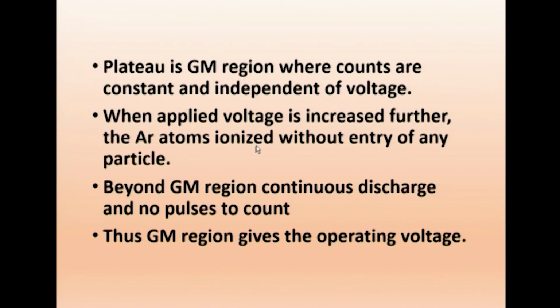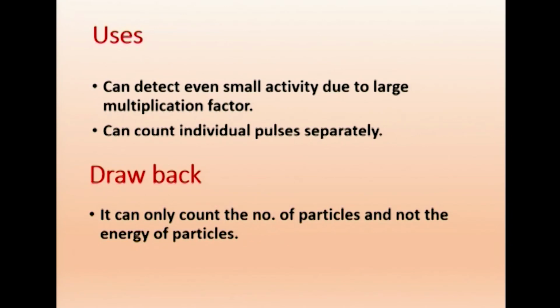When applied voltage is increased further, argon atoms are ionized without any entry of a particle. Beyond the GM region, continuous discharge will take place and therefore no pulses can be counted. Thus the GM region gives the operating voltage. So it can be used for detecting small activity and also for individual pulses. Drawback: it cannot read the energy, it can read only the number of pulses.